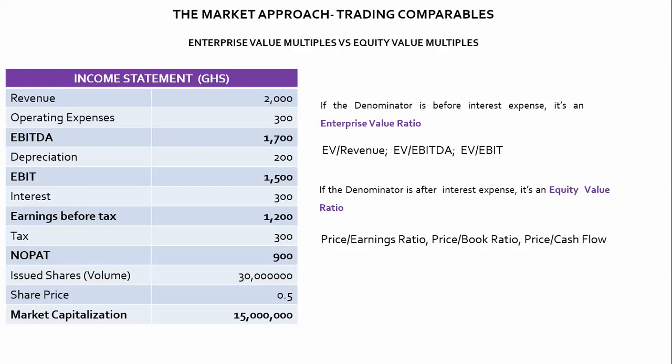Same with price to cash flows. We realize that all of these denominators are going to the shareholders of the firm. These ones accrue to both shareholders and debt providers. So these are the differences between the enterprise value ratios and the equity value ratios. Any questions so far?